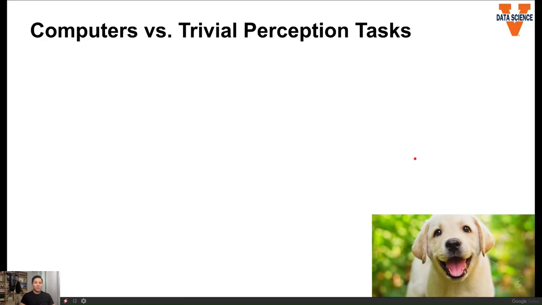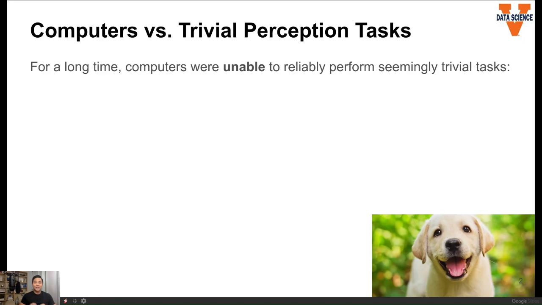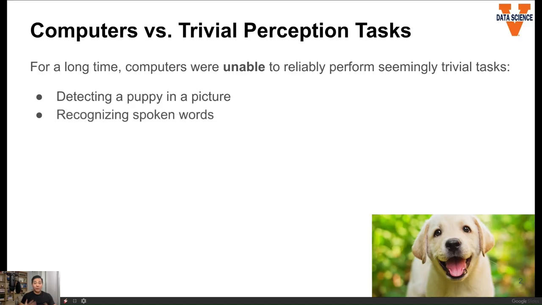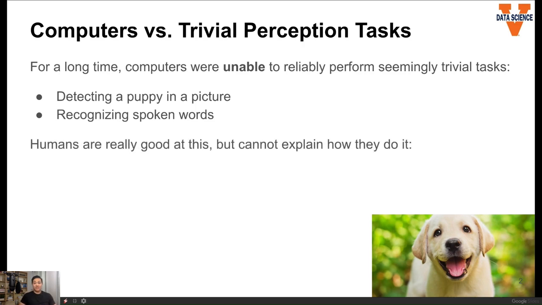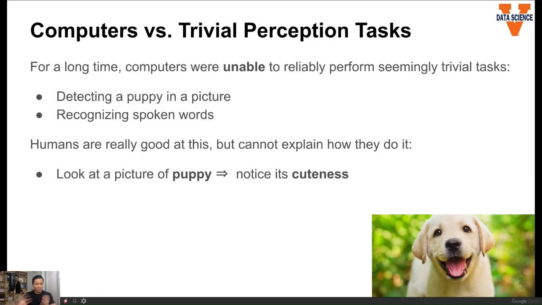Computers had trouble recognizing seemingly trivial perception tasks, such as detecting a puppy in a picture or recognizing spoken words. And that happened for a long time. Humans are really good at this, but most of the time we cannot explain how we do it. For example, we can look at the picture of this puppy in the lower corner here. Not only do we know that's a puppy, but we also notice how cute it is. Right? Or you can replace that picture with a cat in the same way.